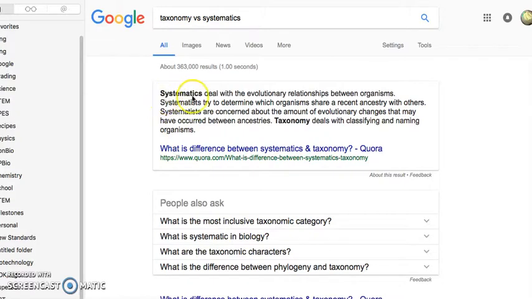The book has the word systematics as a vocabulary word, and you'll also hear the word taxonomy. So I've looked up the definitions to compare the two. Systematics deals with evolutionary relationships between organisms. That's when you're trying to determine which organisms share a recent ancestry with others. When you're looking at systematics, you're concerned about the amount of evolutionary change that may have occurred between ancestries. Taxonomy is simply dealing with classifying and naming organisms.